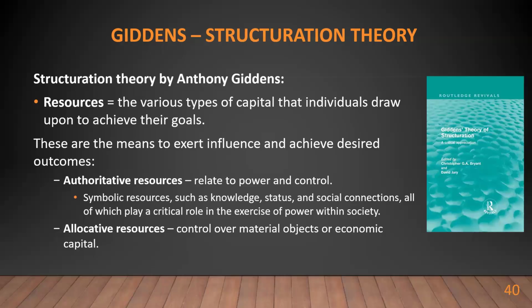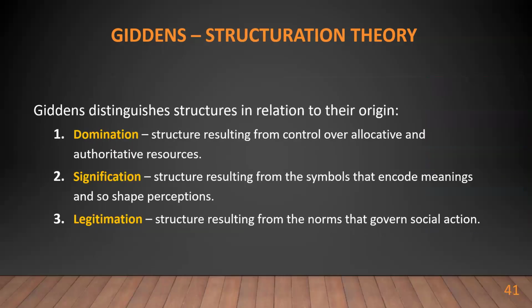Also, there's allocative resources, control over material objects or economic capital. Well, this is pretty straightforward. It is money and other resources that we may allocate to certain places in society, and state budgets are basically one big deal of allocating the state budgets to all state-maintained functions and fields, including the medical care and the healthcare system.